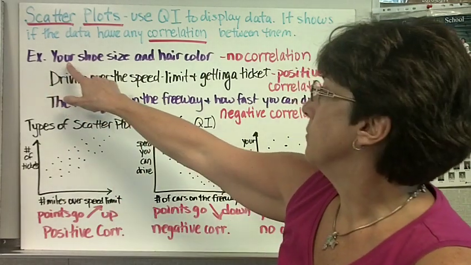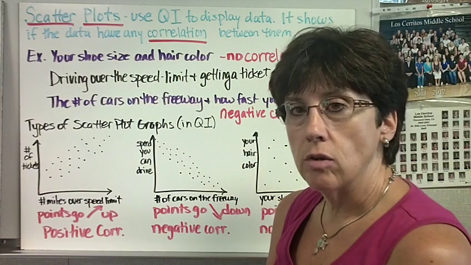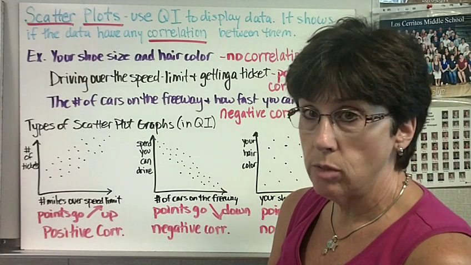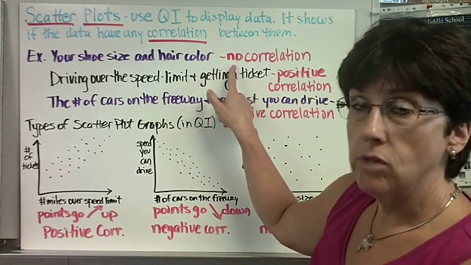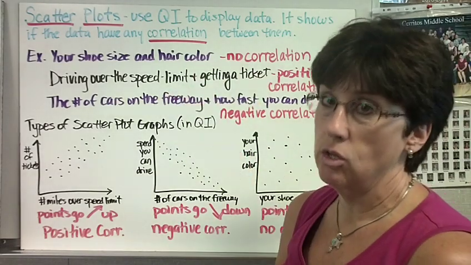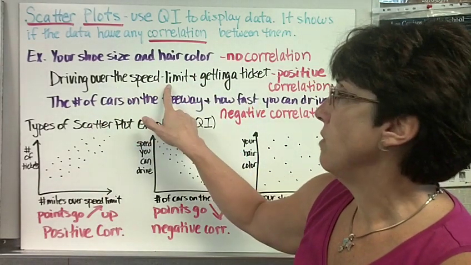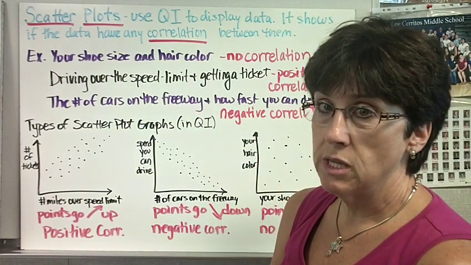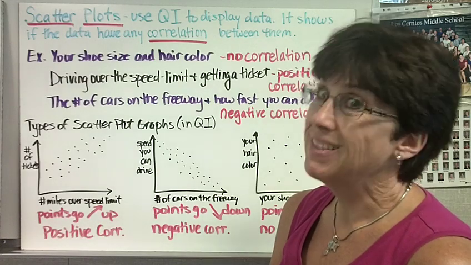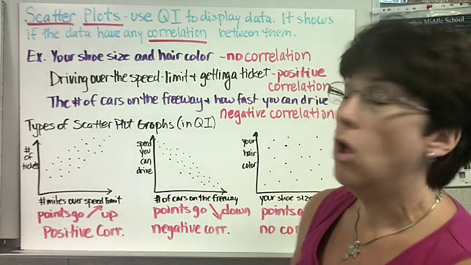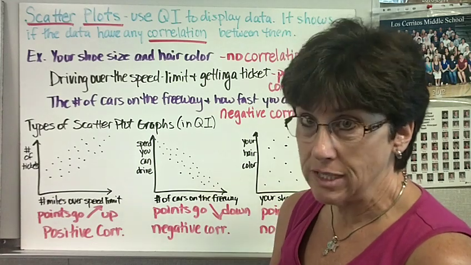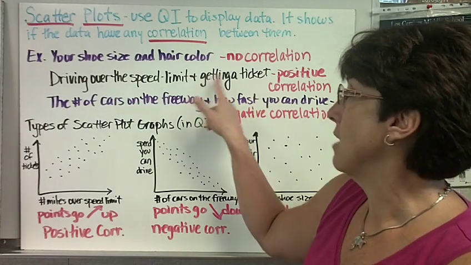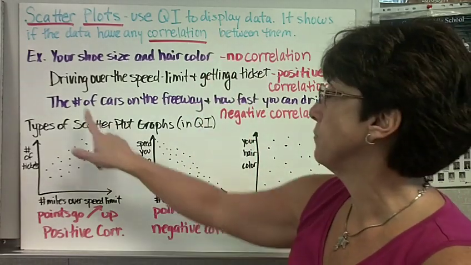Here are some examples. Your shoe size and your hair color. Does your shoe size determine what your hair color is? Is there any relationship at all? No. There is no correlation between your shoe size and your hair color. What about driving over the speed limit and getting a ticket? Do you think the faster you go over the speed limit, the more likely you are to get a ticket? Yes, unfortunately, that is true. Actually, fortunately, that is true, so we don't have a bunch of crazy drivers out there. That's a positive correlation because they both go together. The faster you drive, the more you'll get a ticket.